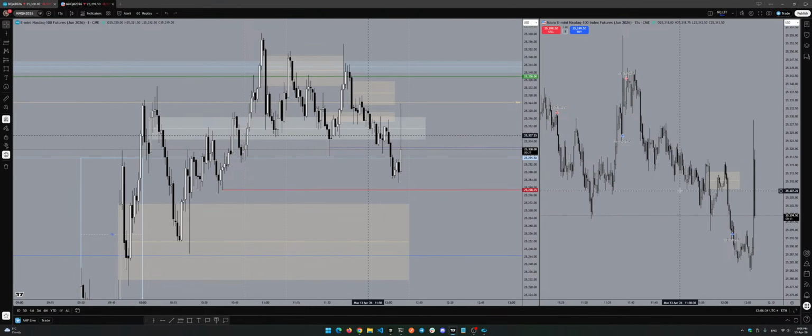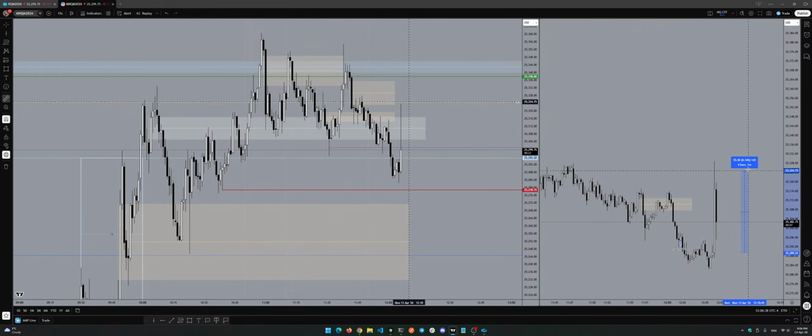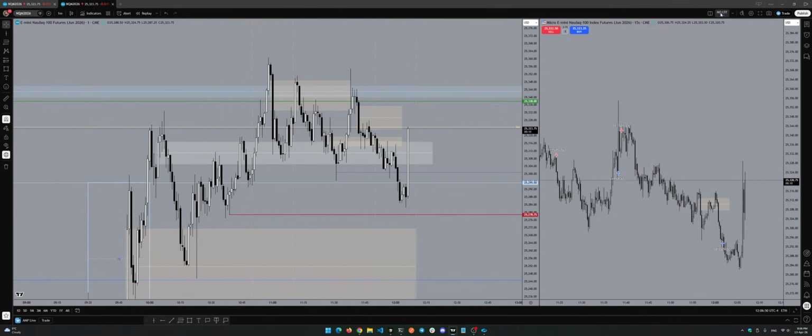Look at this damn thing. Jump around. It's 40 handles in one candle. What time is it? Nothing special. So good that we have closed it.